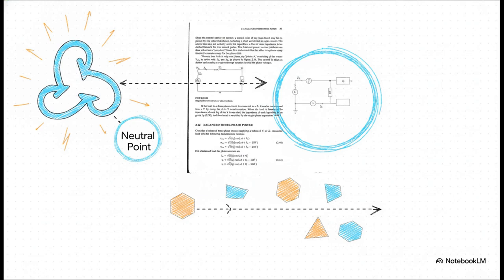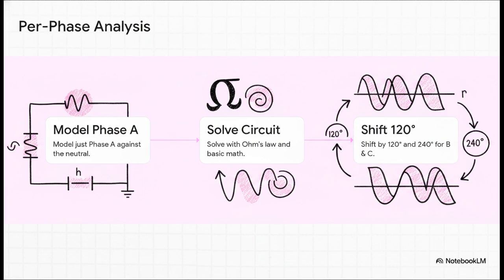Now here's where it gets really interesting. Once every element in your network shares that central neutral point, the three phases become electrically identical, except for their 120-degree phase shift. And because a balanced neutral carries absolutely zero current, we can literally throw away 2/3 of the circuit and just model phase A against the neutral. This builds into what is honestly the single biggest simplification in power systems engineering: per-phase analysis.